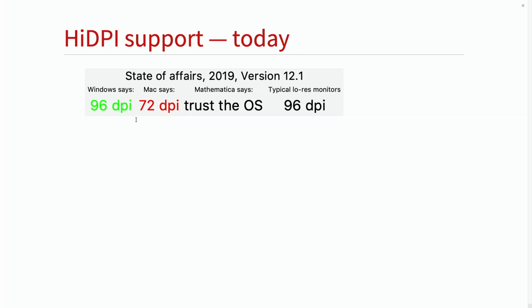So this is where we're going to be for 12.1, which is for the typical low-res monitors. Windows says 96 dpi, Mac says 72 dpi. And we say, arguably, maybe what we should have done a long time ago, but these decisions get made. But now we're saying trust the OS. And we kind of have to do that.